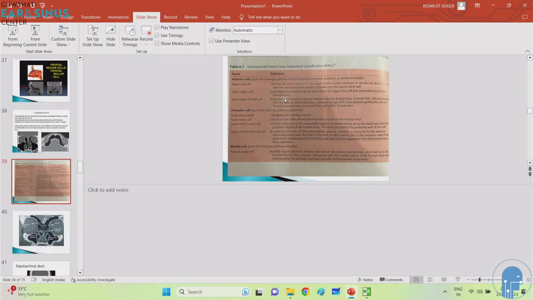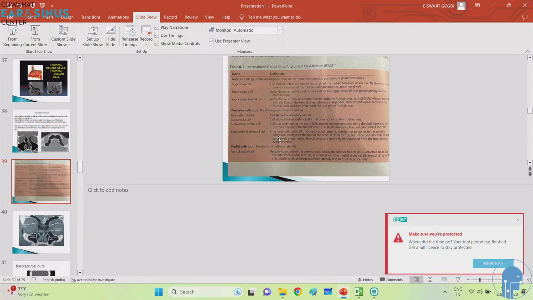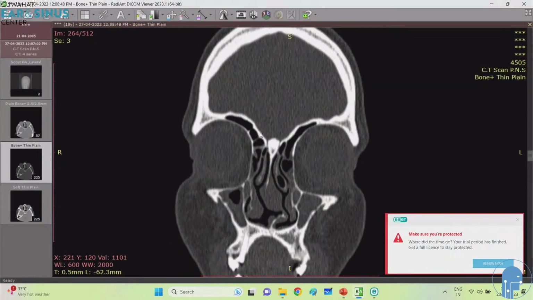I'm coming to the newer classification of frontal cells. They are classified into anterior cells, posterior cells, and medial cells. The anterior cells are classified into agar nasal cells, supra-agar cell, and supra-agar frontal cell. The posterior cells are classified into bulla ethmoidalis, suprabullar cells, suprabullar frontal cells, and supraorbital ethmoidal cells. And the medial cells are the frontal septal cells. So I'll come to the diagram now.